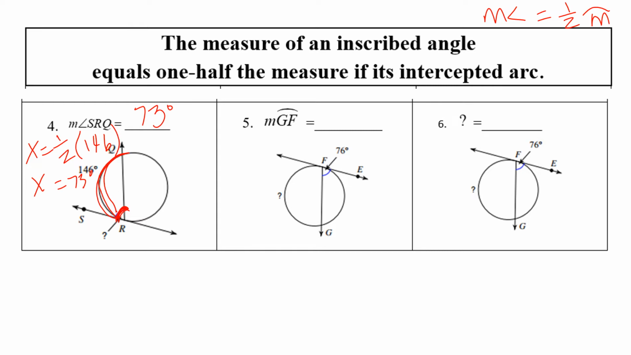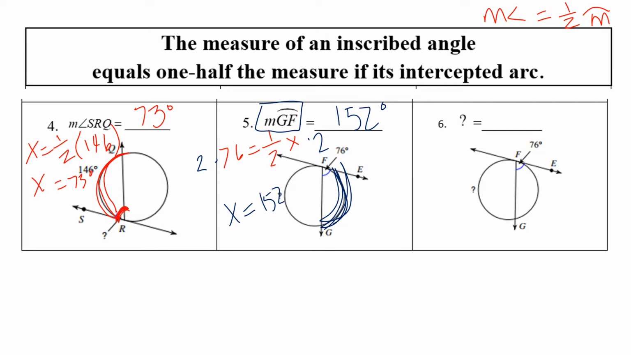Now for number 5, you have the angle measure. We're looking for the arc. So to get x by itself, I'm going to need to multiply each side by 2. And x equals 152. Make sure you're looking at what this says. Now this said measure of arc GF, which should be right here. So we know already that the measure of arc GF, so from here to here, is 152 degrees.